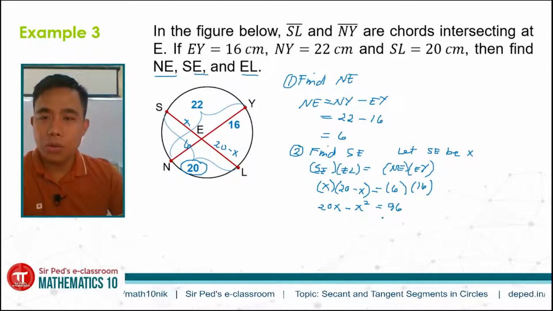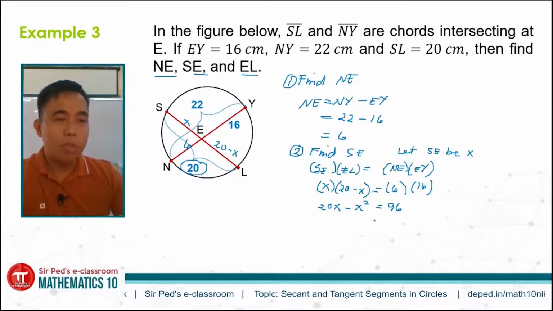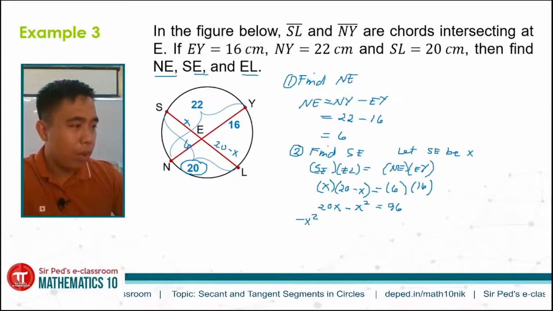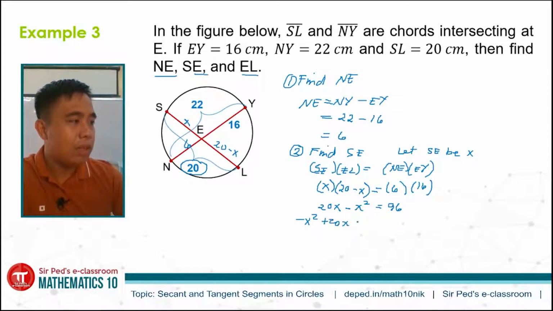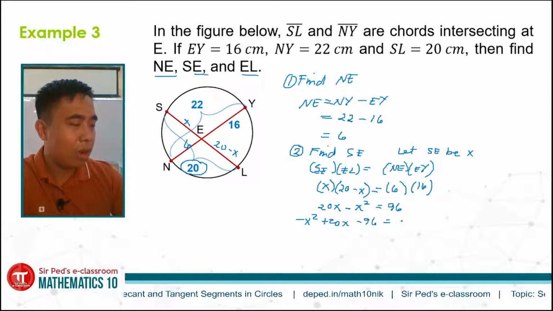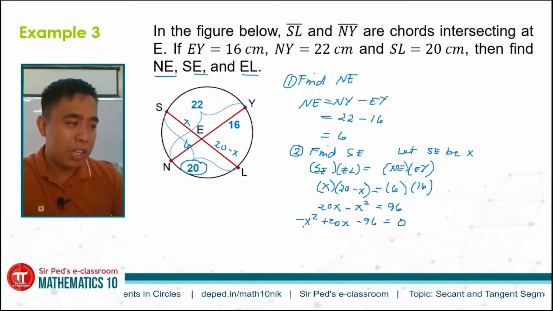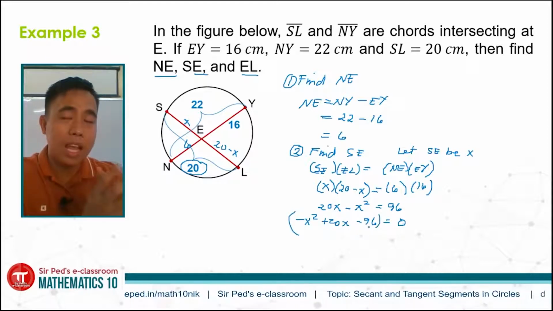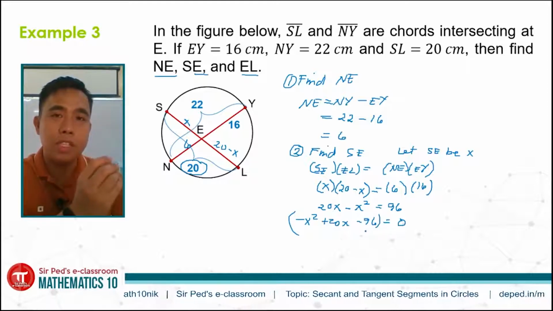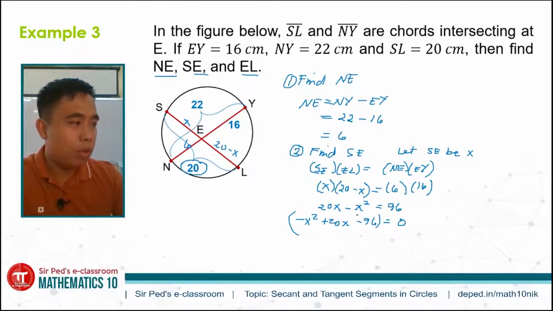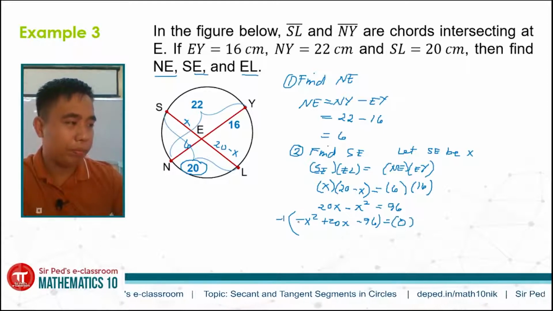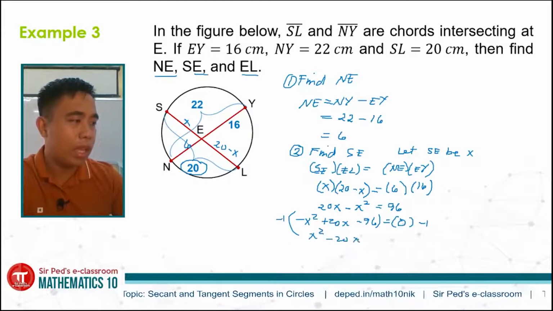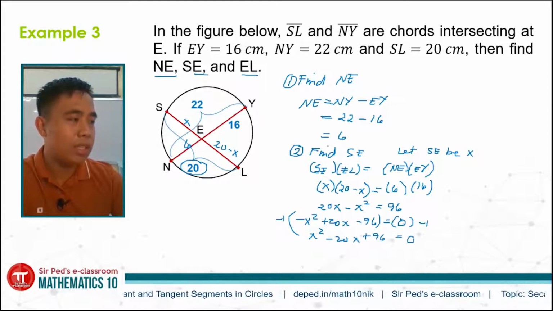Okay, so we are done with that. Arrange it. We place them all sa left side ng equation. So, negative X squared plus 20X minus 96 equals 0. Since the first term, yung x squared natin, ay negative, usually mas sanay tayo na yung leading coefficient natin ay positive. So, better multiply this by negative 1. Ayan. Sige, multiply natin by negative 1. So, we have x squared minus 20x plus 96 equals 0.